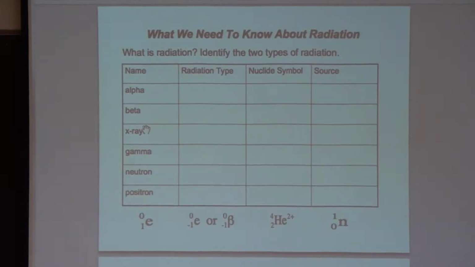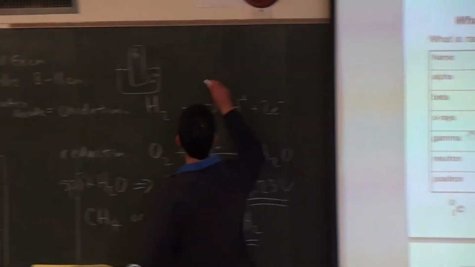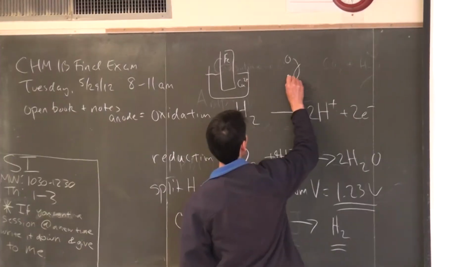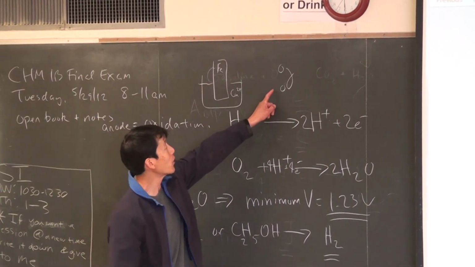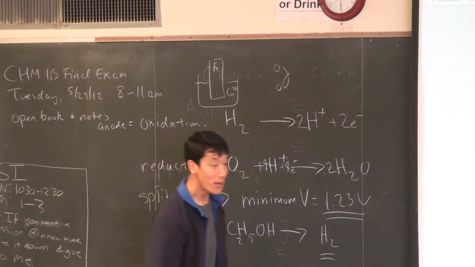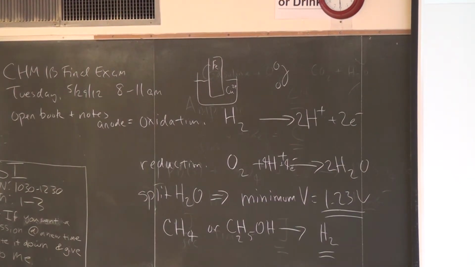Note that gamma rays and X-rays are a type of electromagnetic radiation. For a gamma ray, you may see this in a nuclear reaction. So this is a nuclide symbol for a gamma ray. I haven't seen a nuclide symbol for X-ray, so I'm not quite sure what that one looks like. Okay, let's keep on going.